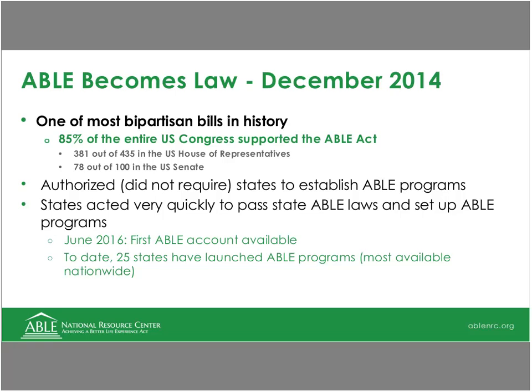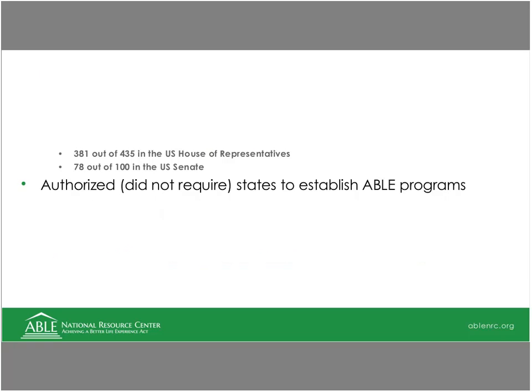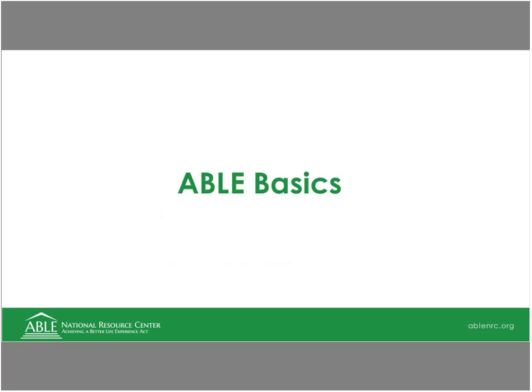Since then, 25 states have launched ABLE programs, with the majority of those states opening enrollment nationwide, meaning that you don't actually have to live in that particular state in order to enroll in their program. And we'll talk about that a little bit more in a bit. Okay, so now that we've covered a little bit of the history behind the ABLE Act, let's talk about some basic characteristics of ABLE programs.